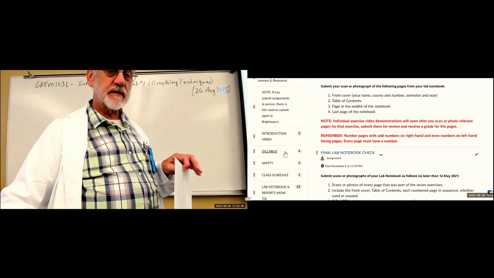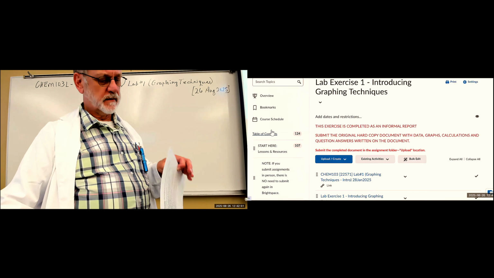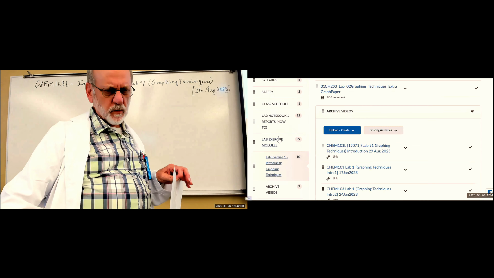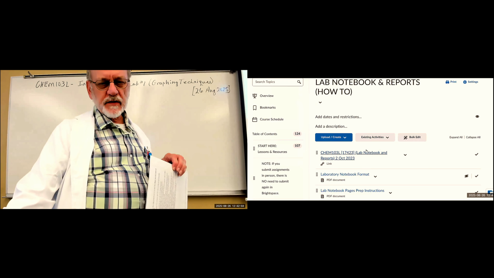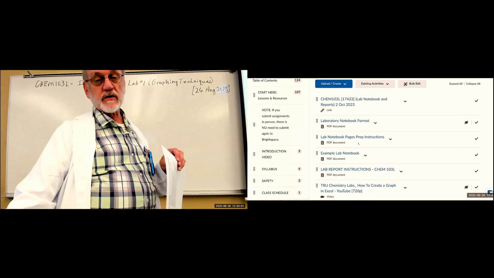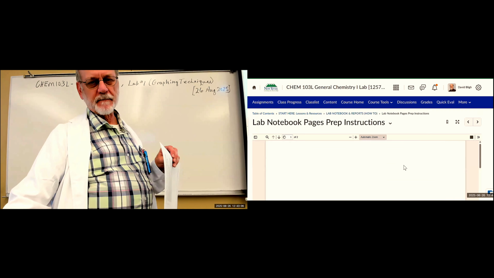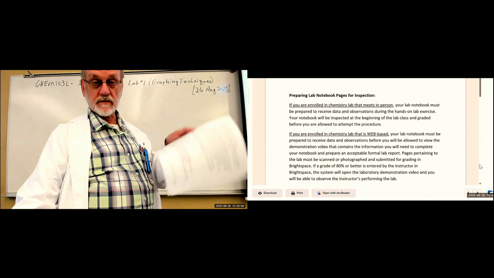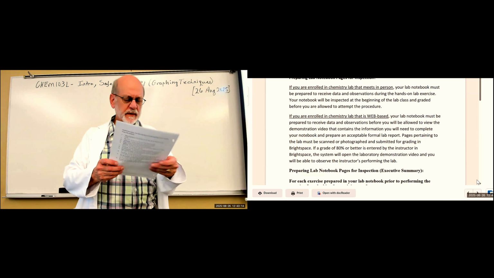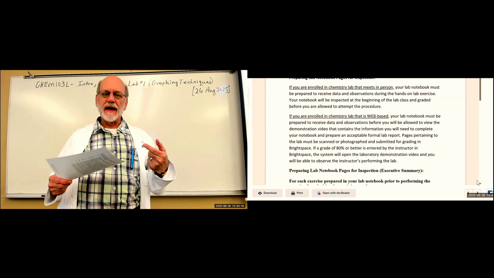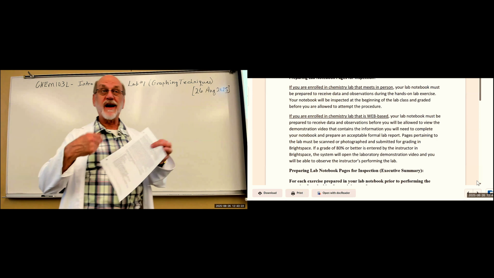Okay. And on the left, the first one you come to is graphing techniques. We don't want that. We want lab notebooks. Sorry. So prep instructions. Here you go. Lab notebook pages, prep instructions. And it looks just like this. So for the third lab, this is mandatory. For the first and second lab, it's voluntary if you want to put them in there just to get practice.